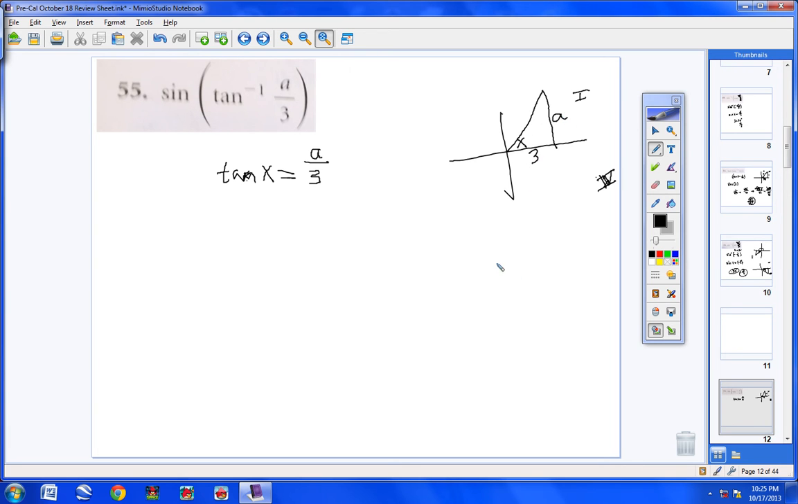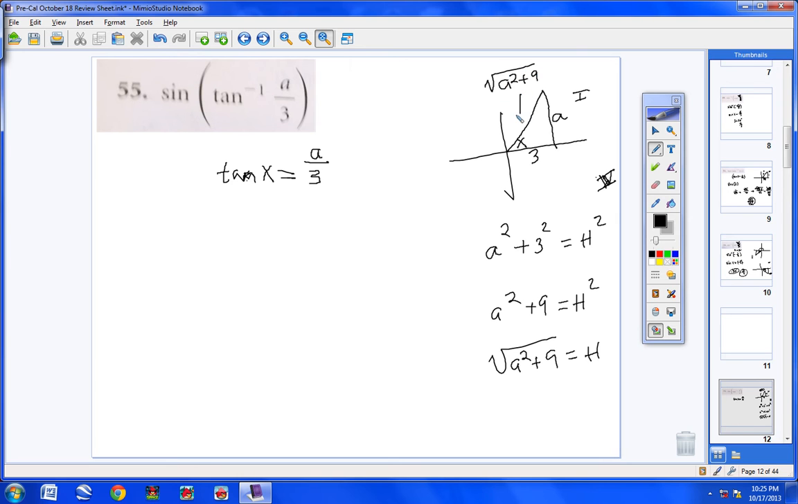Now let's find the hypotenuse using Pythagorean Theorem. So leg squared plus leg squared equals hypotenuse squared. So a squared plus 9 equals hypotenuse squared. And now take the square root of both sides. So the square root of a squared plus 9 is the square root of h squared. The square root of h squared is h. So now I know the hypotenuse. I'm going to draw an arrow. The hypotenuse is the square root of a squared plus 9.